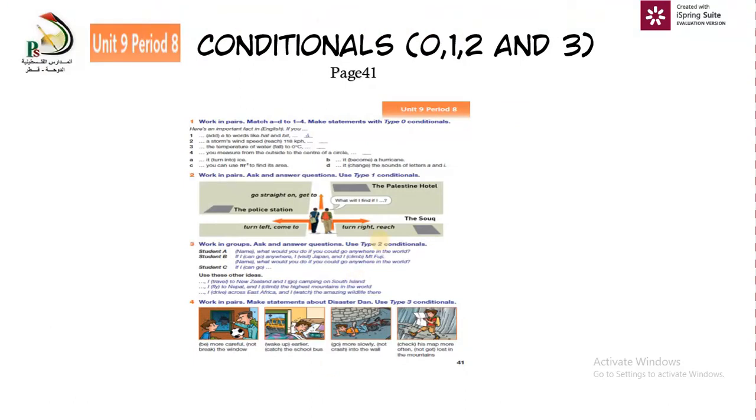Why? Because we are just taking the revision of conditionals. We already took them in previous periods, and if you focus on this page number 41, you will find that activity number 1 is talking about type 0, 2 type 1, and 3 type 2, and 4 type 3.